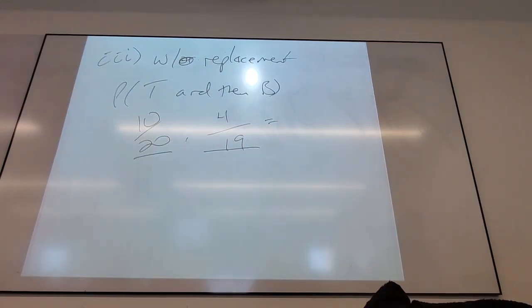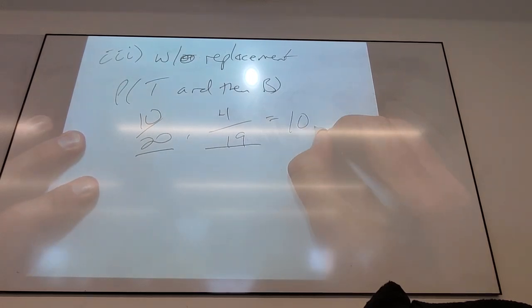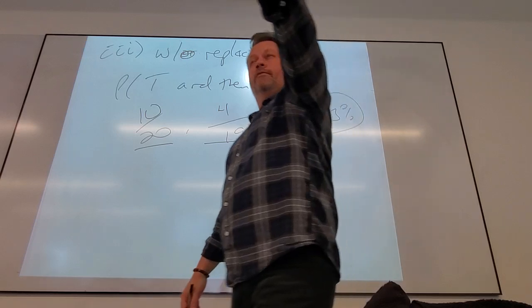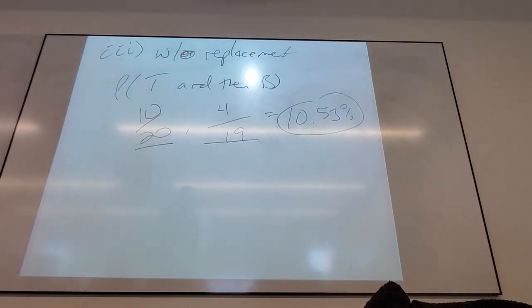2 out of 19 would be a little more than 10%, so like 10.7%. I think it's 10.5. 10.53%. Look at that. As a decimal, I needed to have 4 decimal places. So when you make it a percentage, it should have 2 decimal places. Okay, let's do some more.